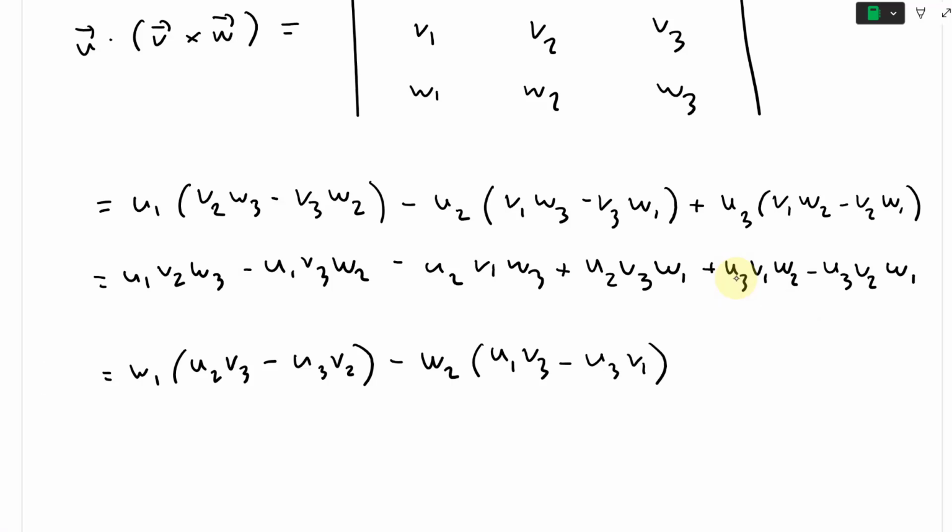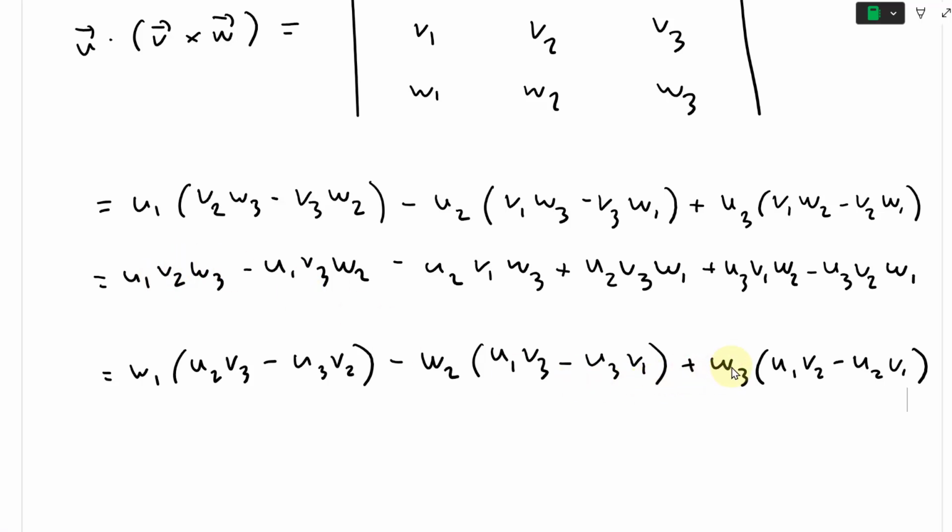Now the next step is the w3. This equals, well, this part right here, and this one. And where is w3? This one here. So this is going to be u1 v2 minus u2 v1, like that.